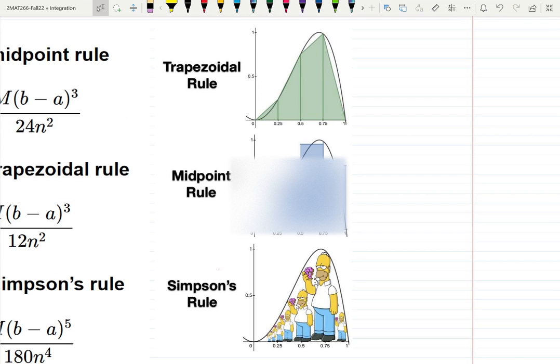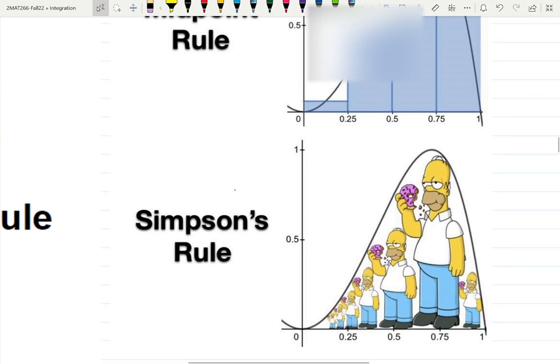Trapezoid rule uses trapezoid, midpoint rule uses rectangle, and Simpson's rule uses Simpson's. That just makes sense. That's my favorite joke. Don't forget the donuts.